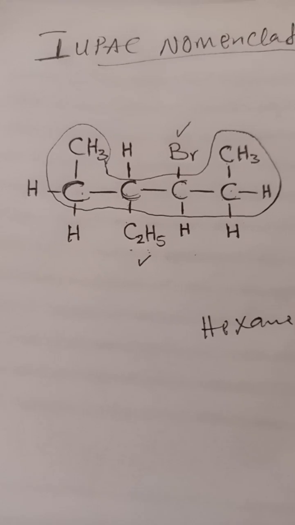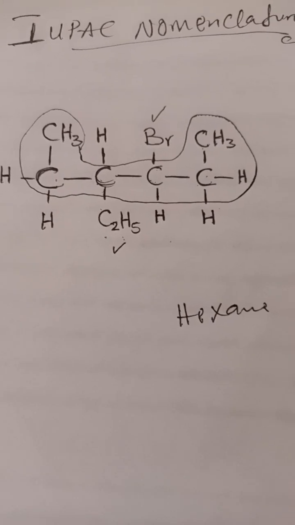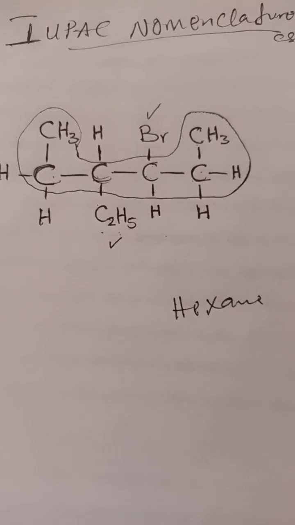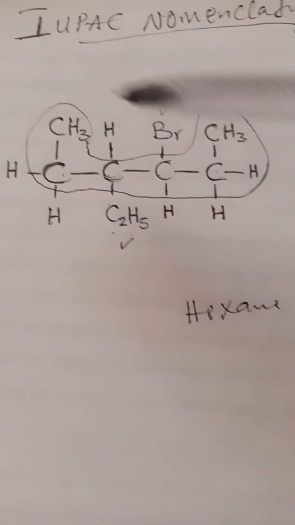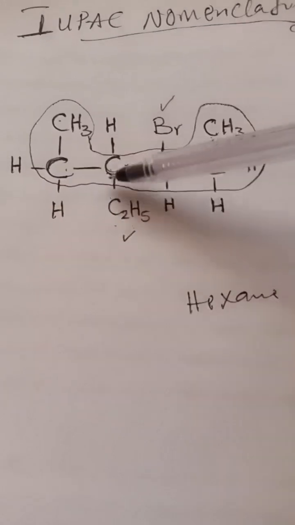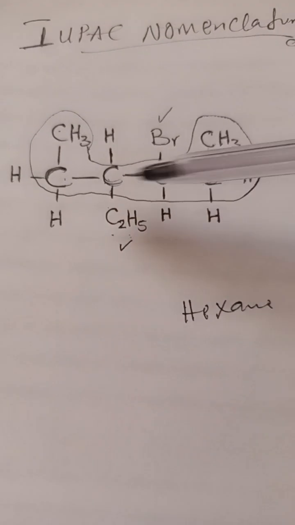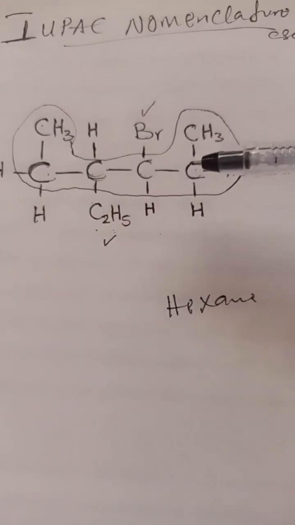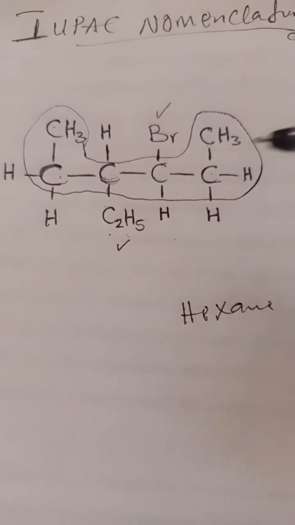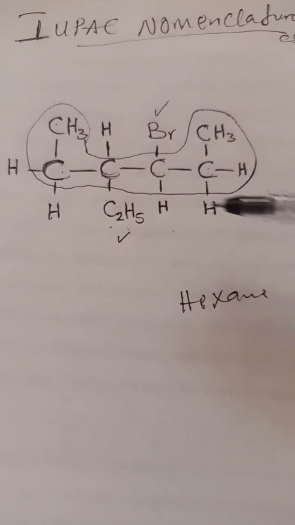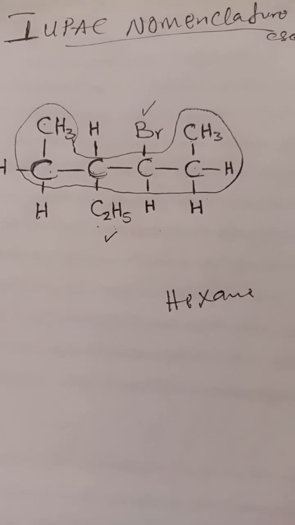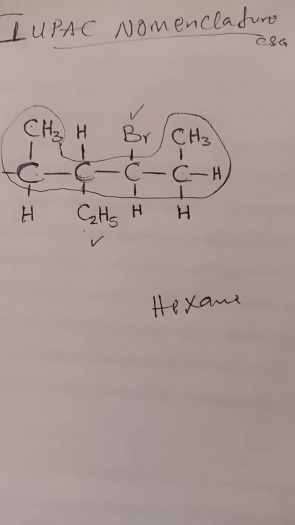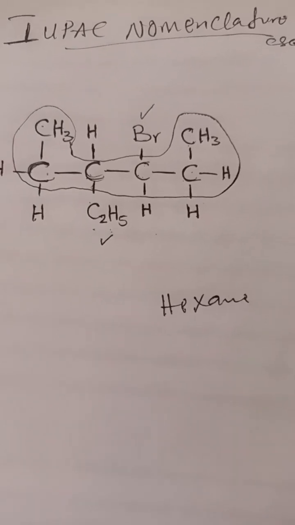Next thing, IUPAC says we should number to give the substituents the lowest possible number. So counting from this side, 1 2 3, we meet a substituent. Counting from this side, 1 2 3, we meet a substituent. So either way, we have a substituent at position 3. So where do we start numbering? Since they are all in position 3, next we are going to give the substituents alphabetical order.